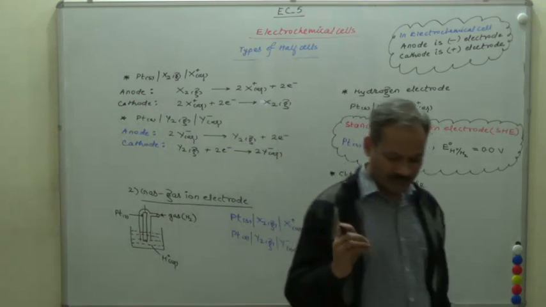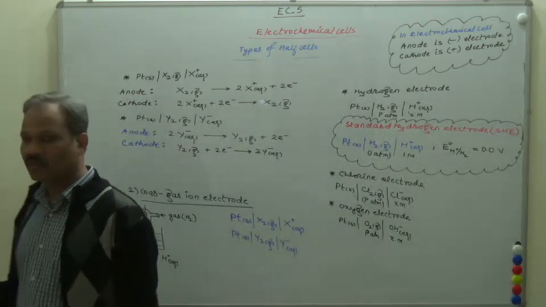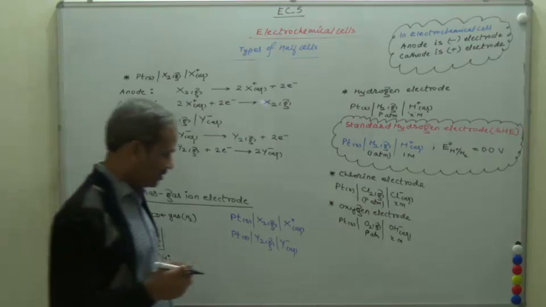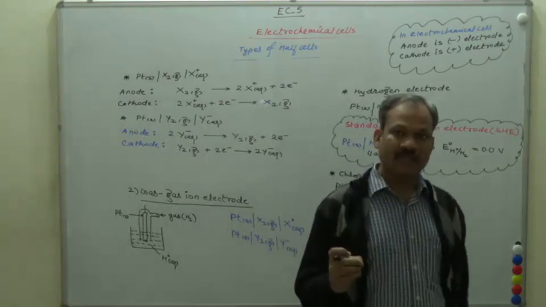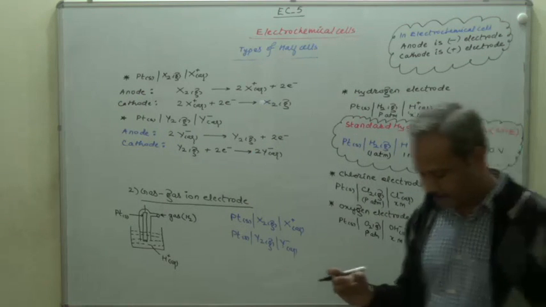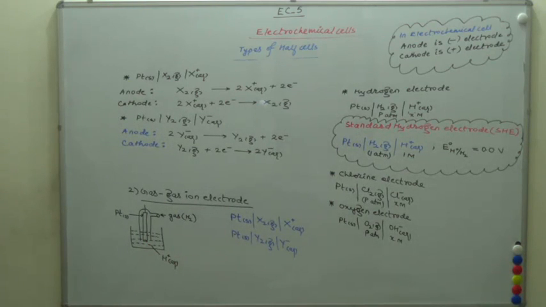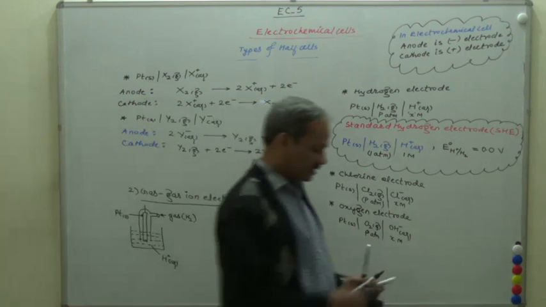In fuel cells, hydrogen electrode and oxygen electrodes are used. In a fuel cell, the anode is the hydrogen electrode and the cathode is the oxygen electrode. So, this is the second category of half cells, the gas ion electrode.